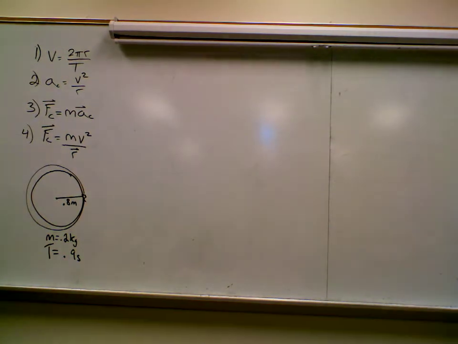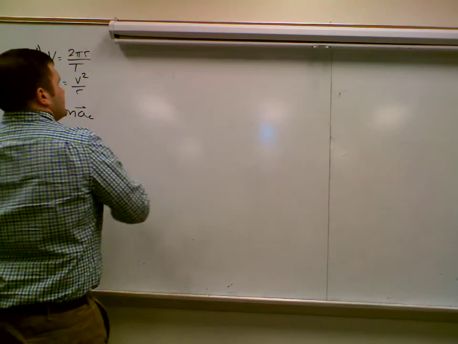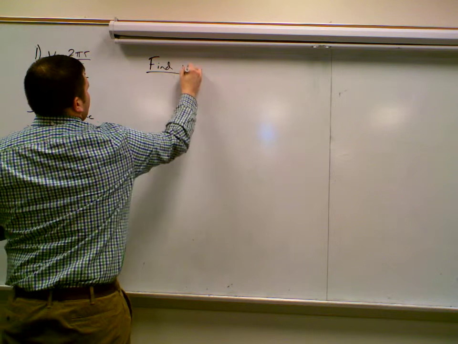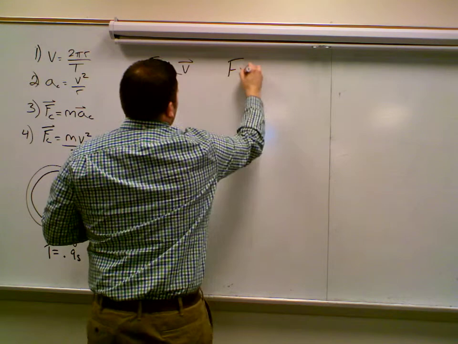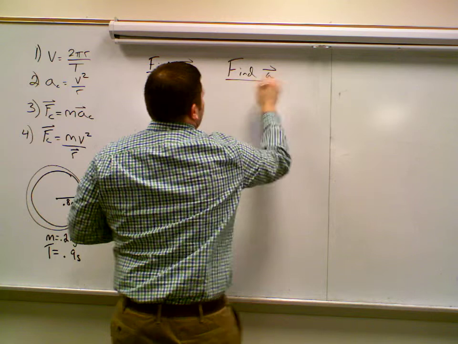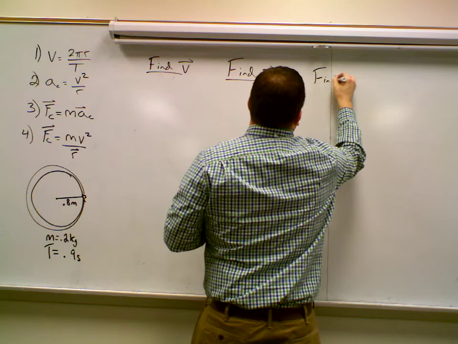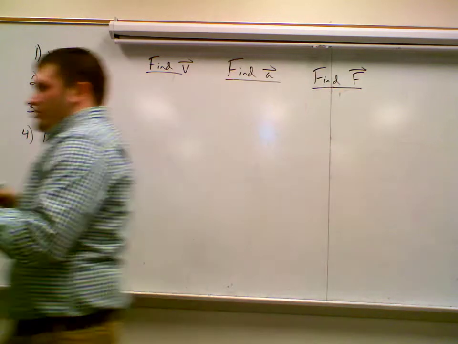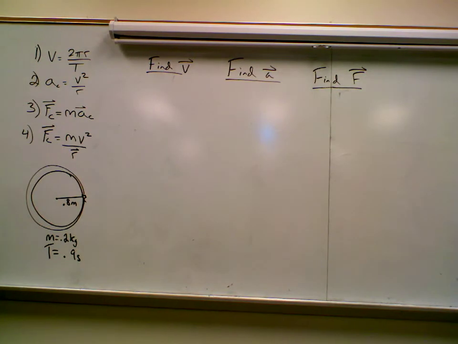Alright, so we said we had to find a couple things. What things do we need to find? Velocity. We need to find velocity, we need to find acceleration, and we need to find force. Okay. So that's kind of the order we're going to do things: find V, find A, find force.